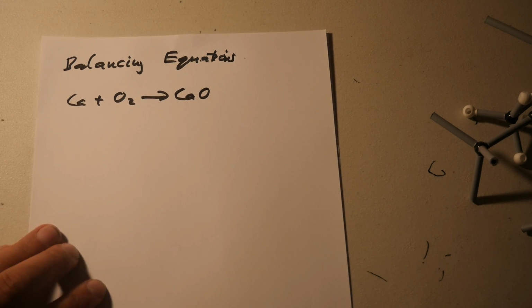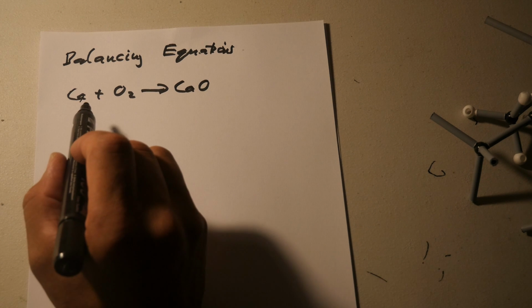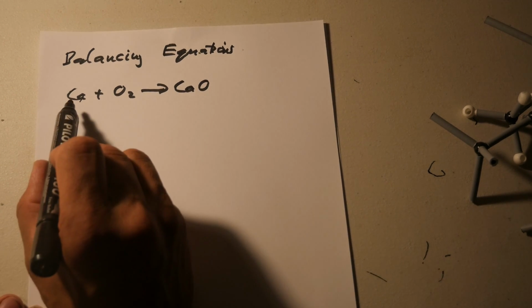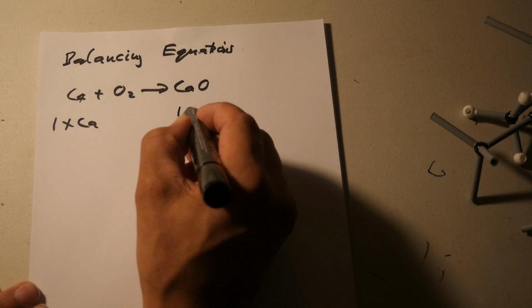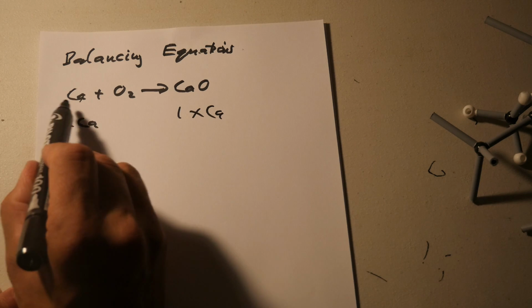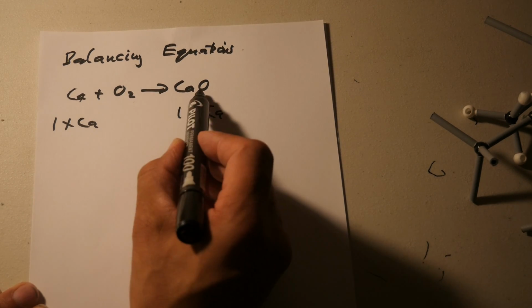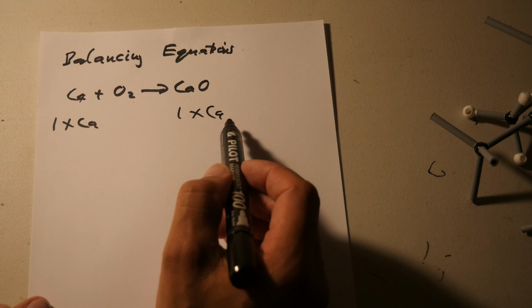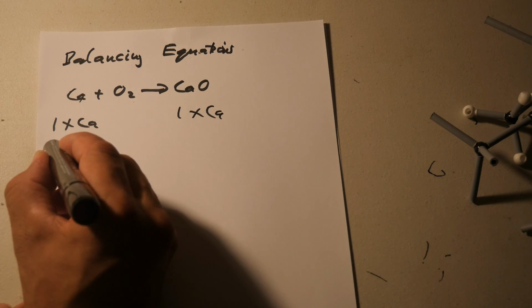So, balancing equations. Calcium, when that reacts with oxygen, you get calcium oxide, okay? There's one atom of calcium and one calcium. You want to add up the number of atoms on each side, okay? Number of atoms on the left hand side, number of atoms on the right hand side. So one calcium there, one calcium there, okay? You've got 2 oxygen here and 1 oxygen there, okay?